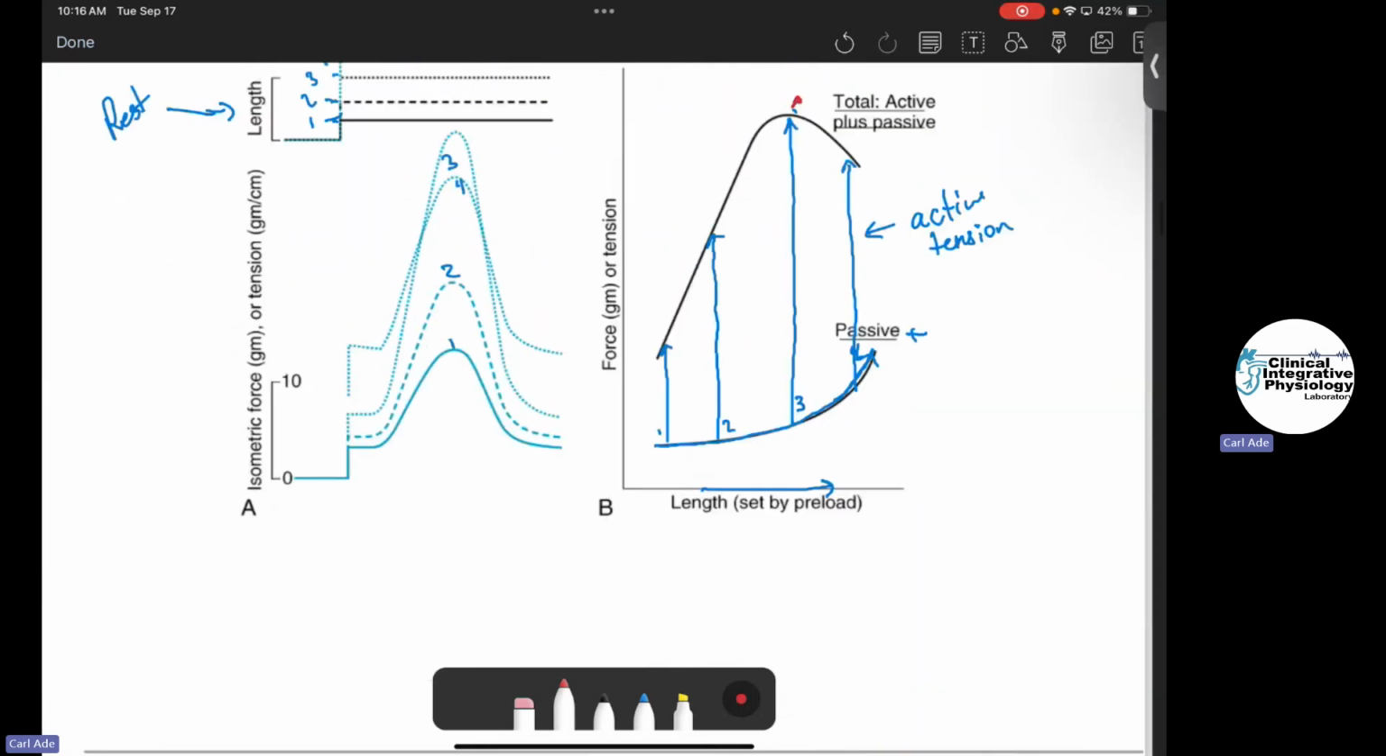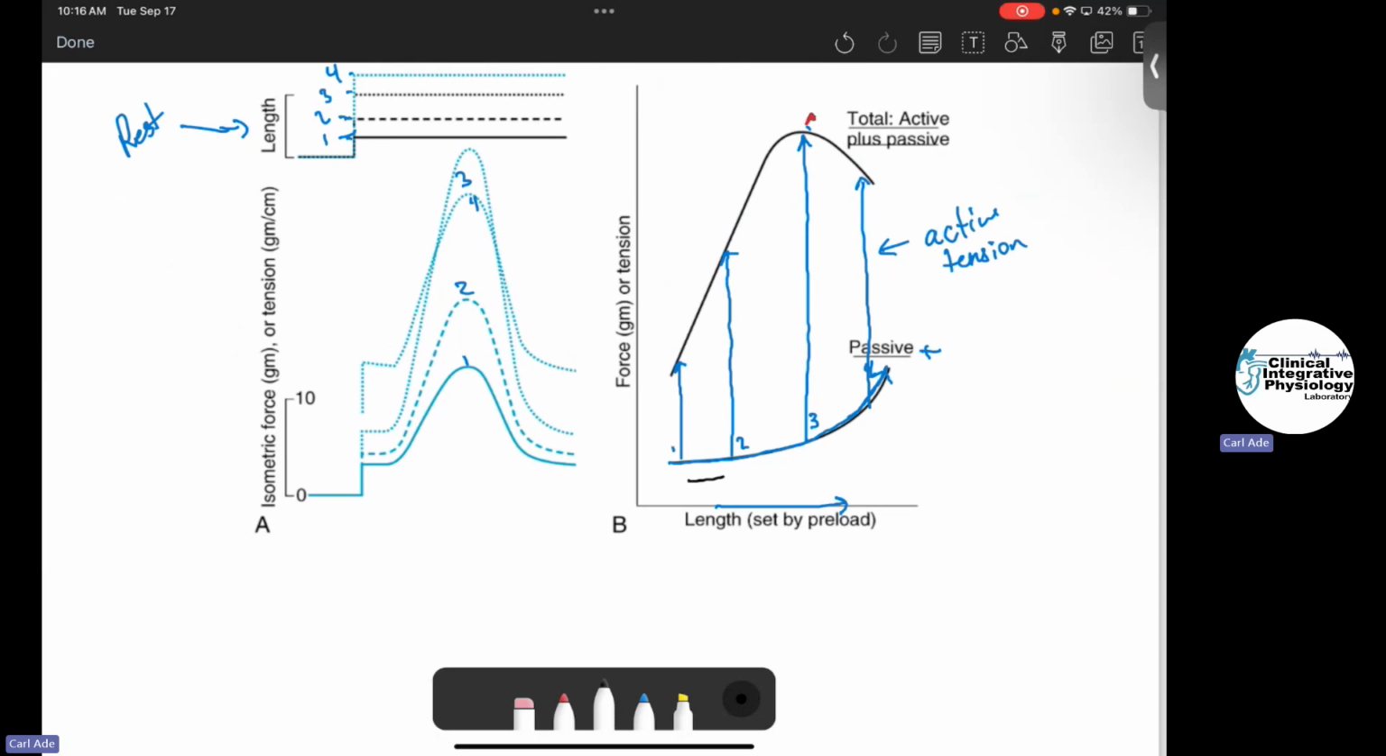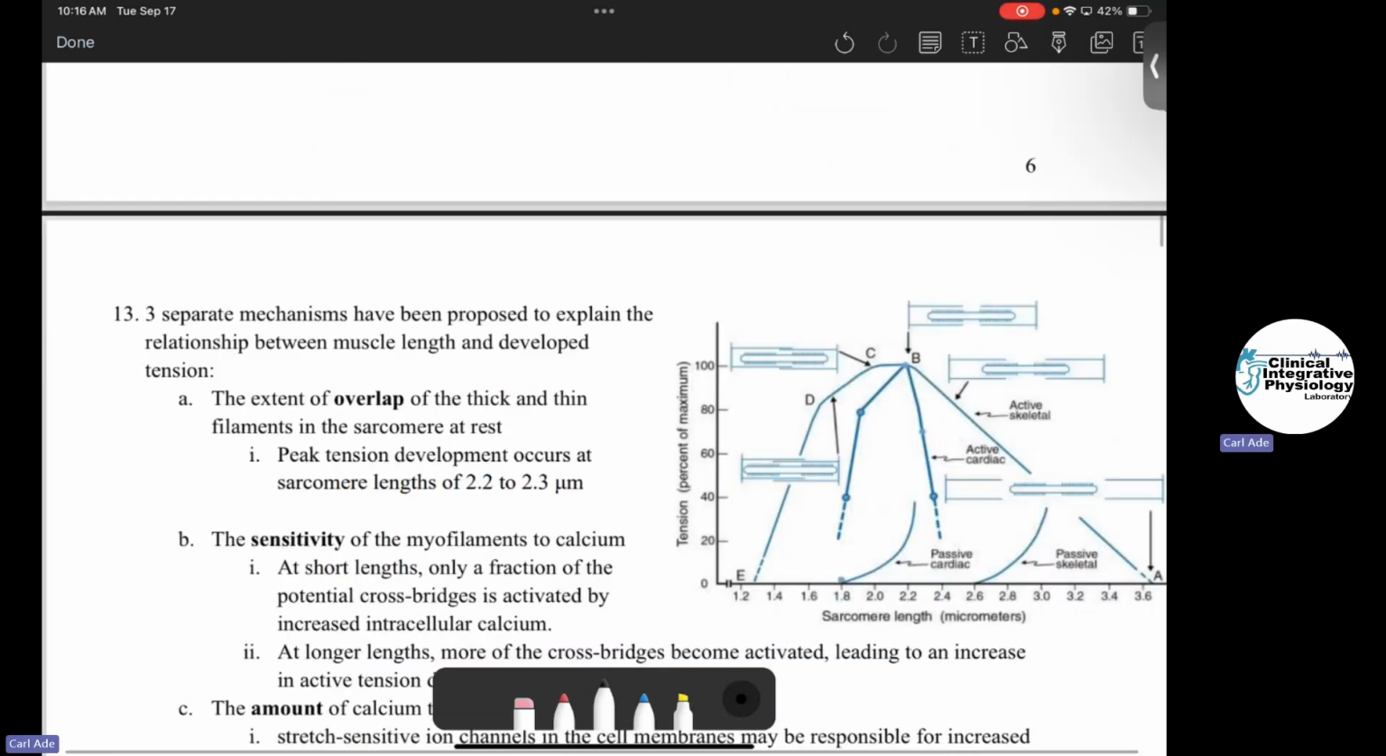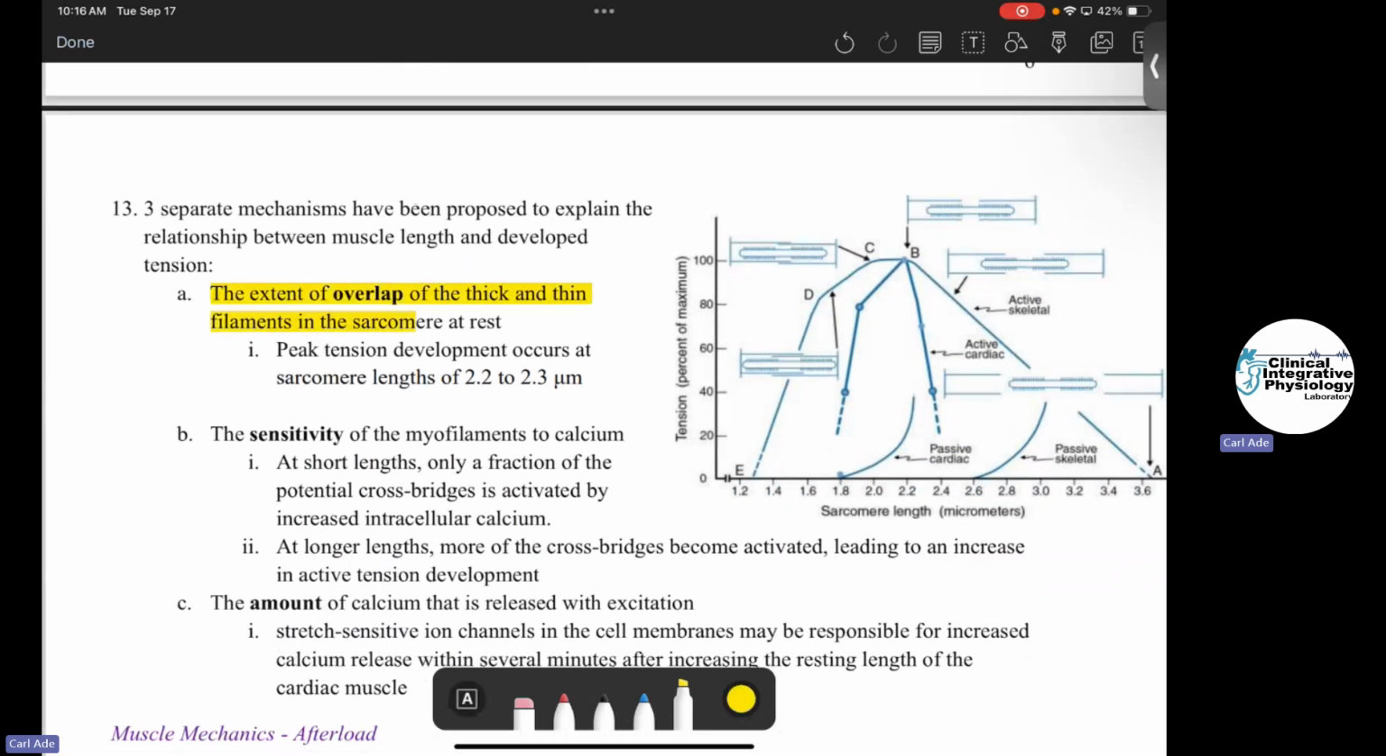So why is it that as I increase this length up to a point, as I stretch it, I get more force? You've probably talked a little bit about this in some previous classes. The biggest one, the one that hopefully you remember the most, and the classical way of thinking of it, is just the amount of overlap. If I stretch it a little bit, I get ideal overlap between those thick and thin, those actin and myosin fibers. There's a sweet spot. Usually we say that peak tension is developed when those sarcomeres are in that 2.2 to 2.3 range.